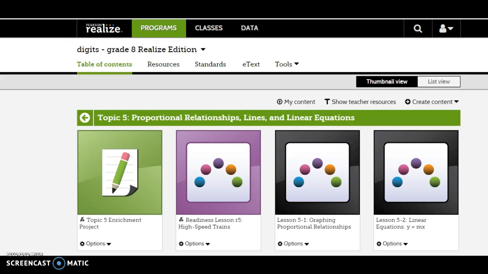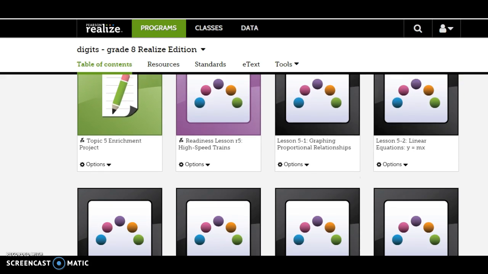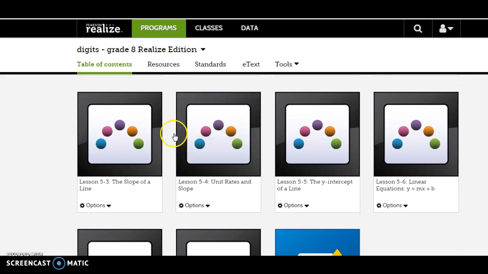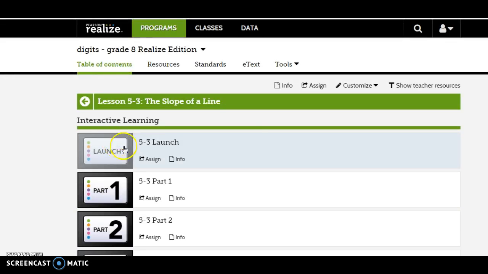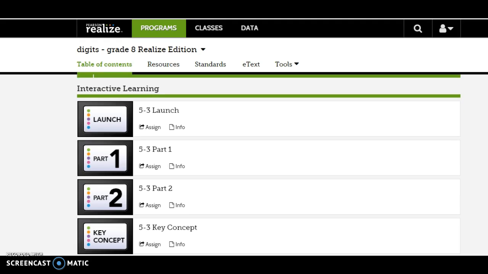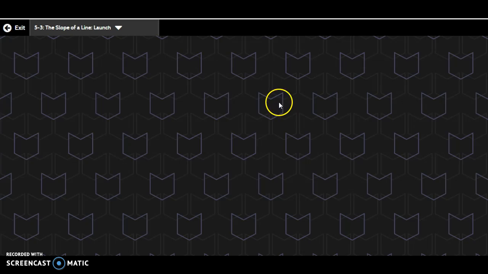Once you then log on to Topic 5, you can scroll down. You should get to 5-3, which is slope of a line. Okay, we're going to go ahead and get started on your launch.